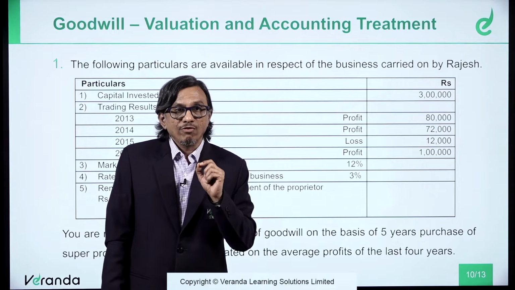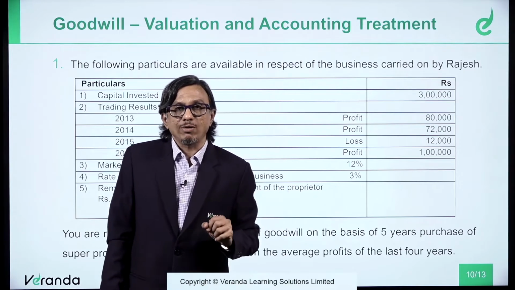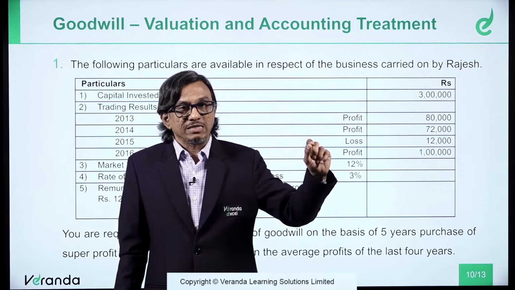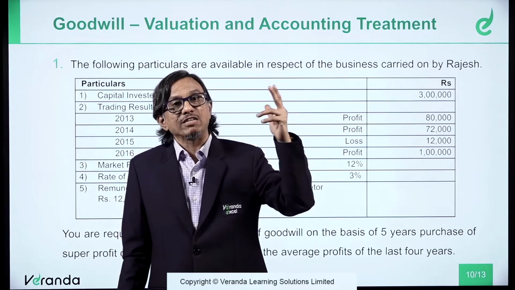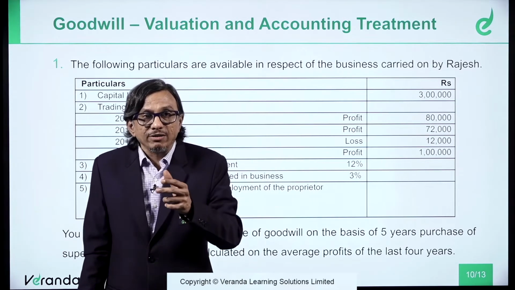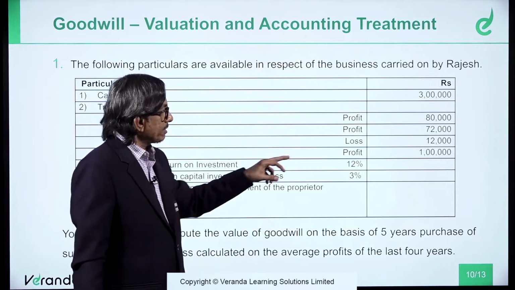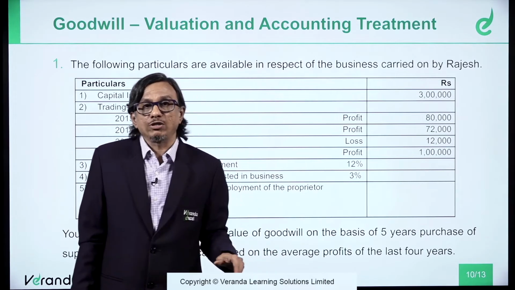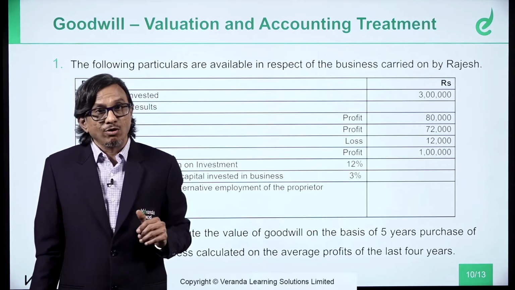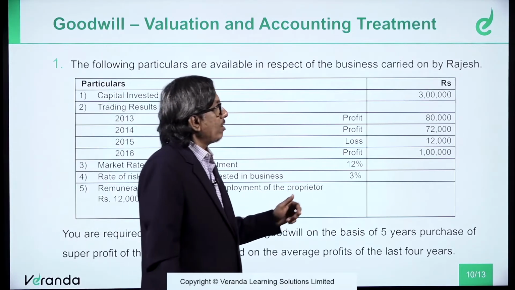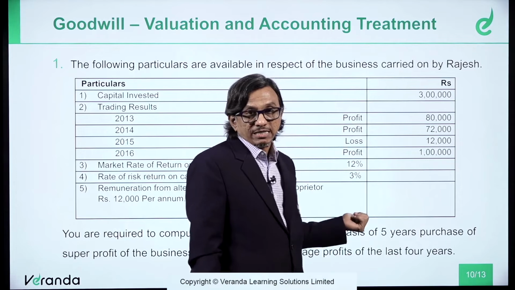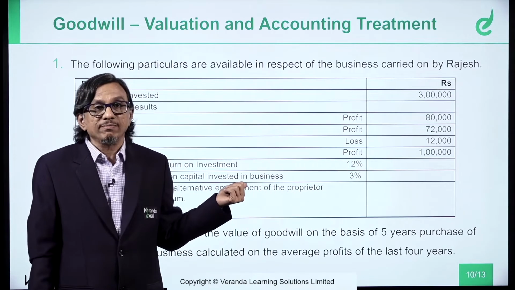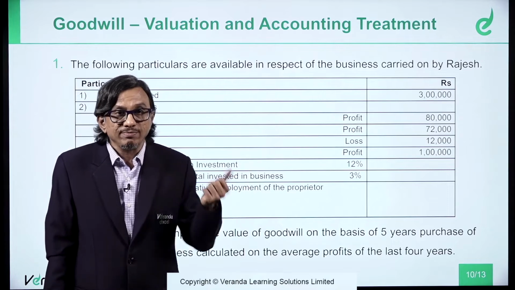Number 2, find the normal profit. What is normal profit? If this money was invested in the business, otherwise in any other investment, what could have been the return? It could be 12%. But by investing in the business, you are exposing yourself to risk of 3%. So therefore, for the money invested of 3 lakh in this business, you are expected to earn a normal return of 15%. That will be your normal profit.